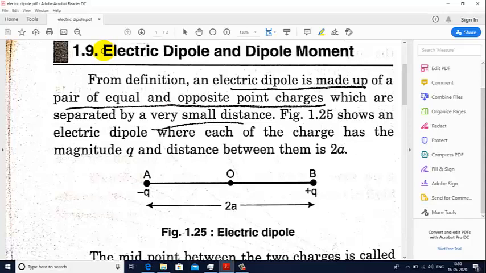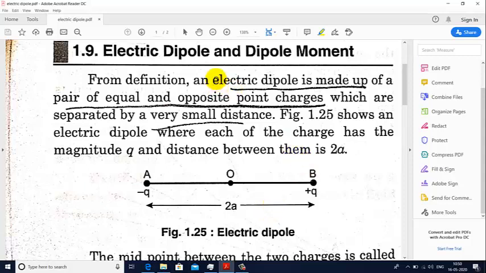The topic that will be covered in today's class is electric dipole and dipole moment. Whenever two charges that are opposite in charge are placed nearby to each other, then such an arrangement is termed as electric dipole. Here you can see at point A there is a charge minus q, and at point B there is a charge plus q, and these charges are separated by a distance 2a. So this arrangement is known as electric dipole.